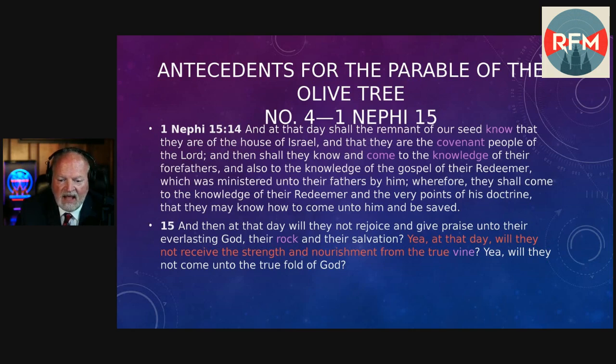Verse 15. And then at that day will they not rejoice and give praise unto their everlasting God, their rock and their salvation? Yea, at that day will they not receive, see, it's highlighted here. That means to pay attention. Yea, at that day will they not receive the strength and nourishment from the true vine. Yes, nourishment is another one of those verbs that appears over and over again in Jacob 5. Yea, will they not come unto the true fold of God? So there he's mixing metaphors, but in the highlighted portion, it does talk about receiving strength and nourishment from the true vine.